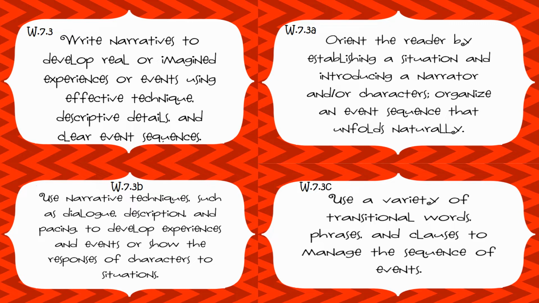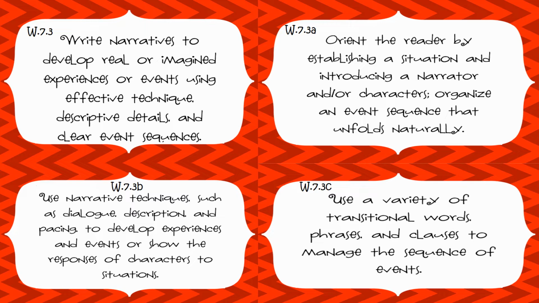So W73 is write narratives to develop real or imagined experiences or events using effective technique, descriptive details, and clear event sequences. That means that you're going to write a narrative that is either real or imagined from an experience that you had or an event using effective techniques. That means different tools within your writing, and also descriptive details. Remember, we talked about a lot with sensory imagery in the last lesson, and this is also touching in on that. And clear event sequences means that your paper flows in the order in which events happen.